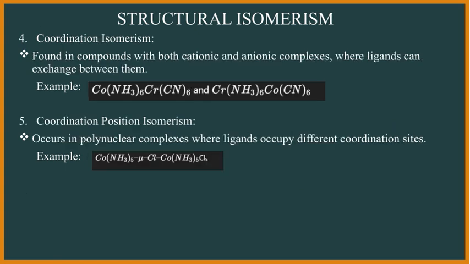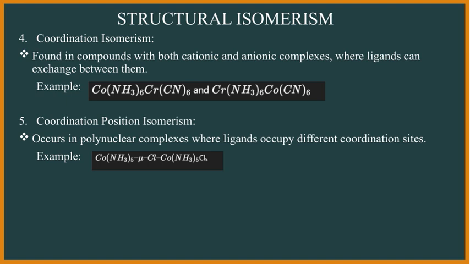Now, let's move on to structural isomerism, specifically focusing on coordination isomerism. This type of isomerism occurs in compounds that contain both cationic and anionic complexes. The key idea here is that ligands can actually exchange between these cationic and anionic parts, leading to different arrangements even though the overall chemical formula stays the same. Essentially, it's about how the ligands are distributed within the complex, which can significantly affect the compound's properties.